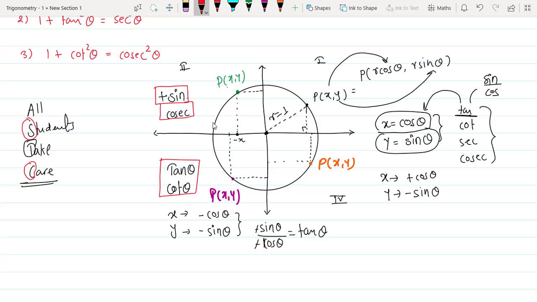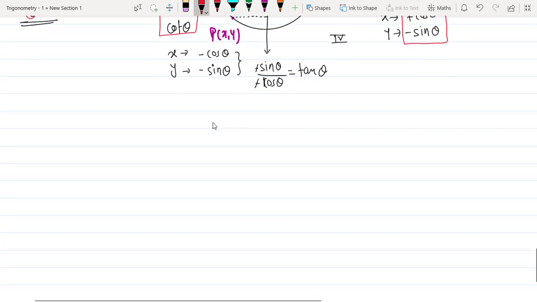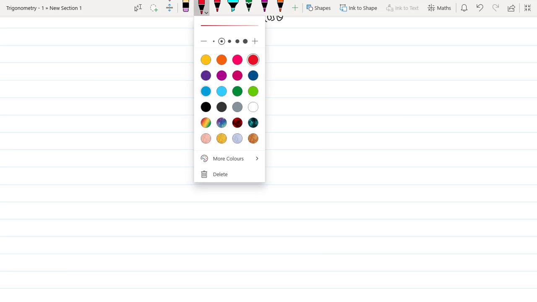Remember these things, very very important. While solving the questions, these four are very very important. Now let's summarize this. We will remember all those in just a sentence.